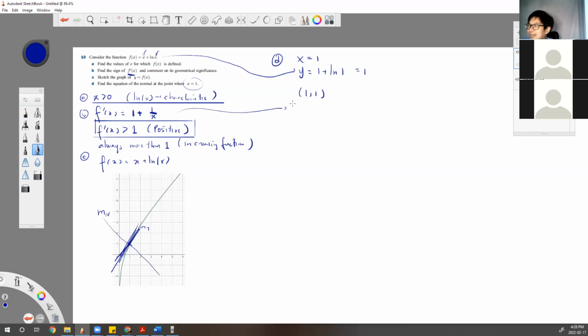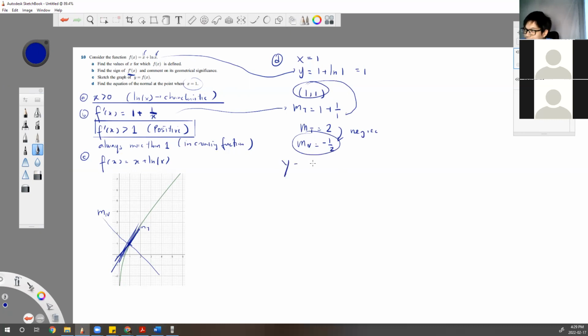2. See? So MT equals 1 plus 1 over x, right? So MT equals 2. M normal equals the negative reciprocal of it, right? So it is negative 1 over 2. And we have the point, we have the m, we can find the gradient and we can find the equation.